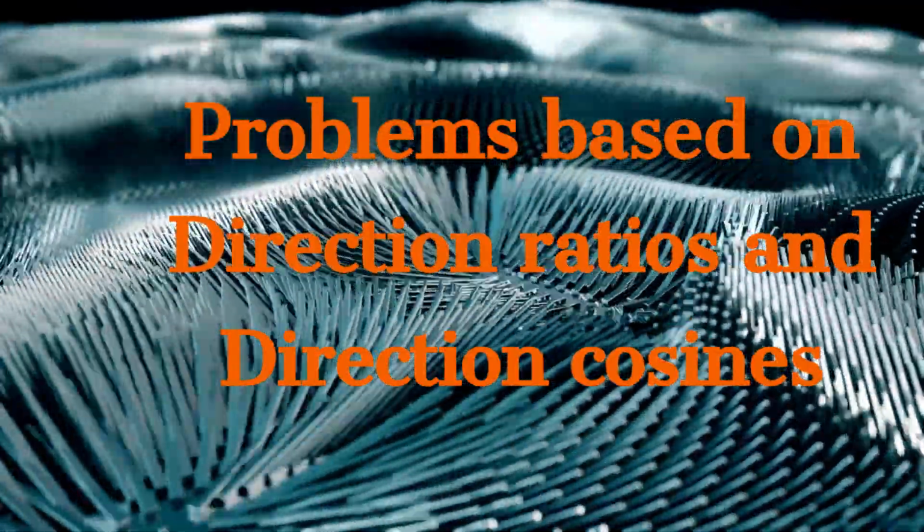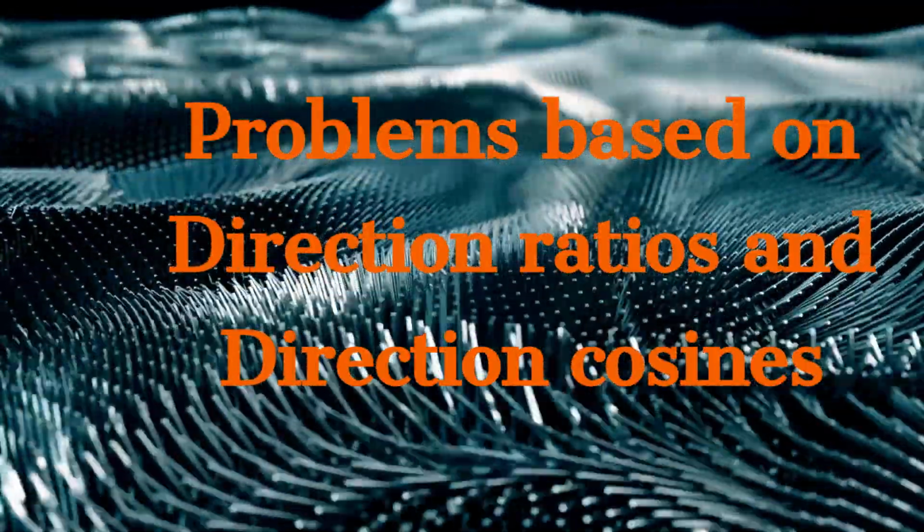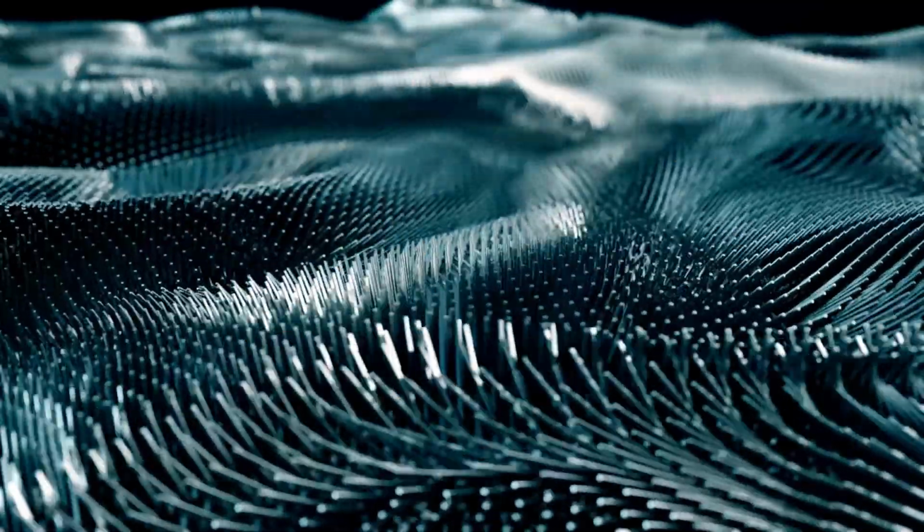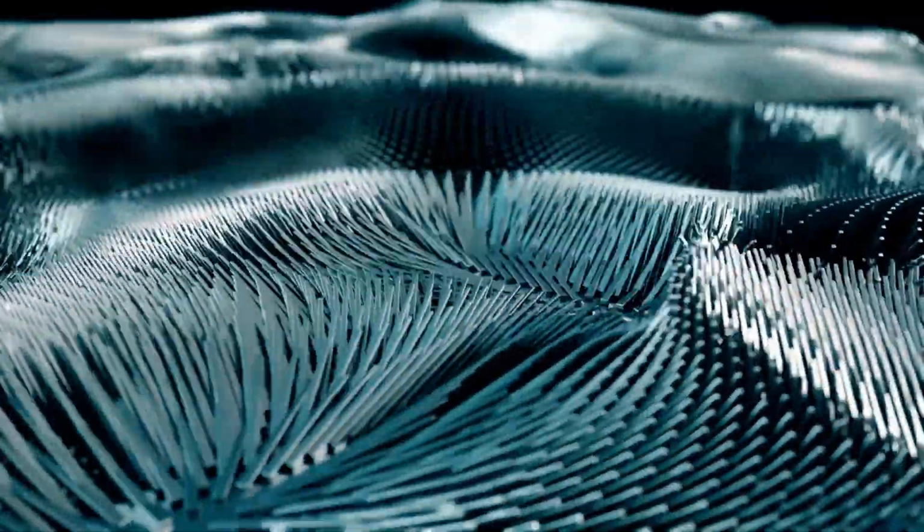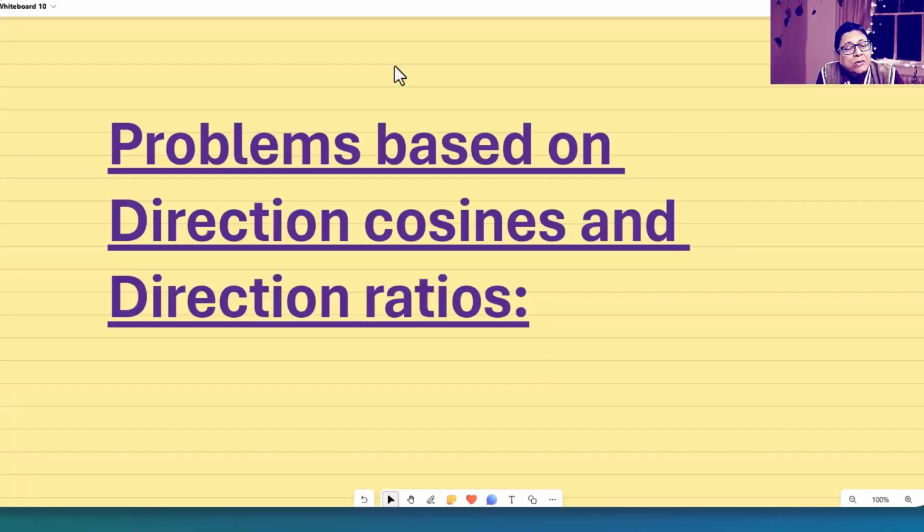Hope that in the previous 2 episodes, you have understood the concept of direction ratios, direction cosines, the projection formula, angle between two lines, and the condition of parallelism and perpendicularity of two lines. All these formulas and methods have already been explained.